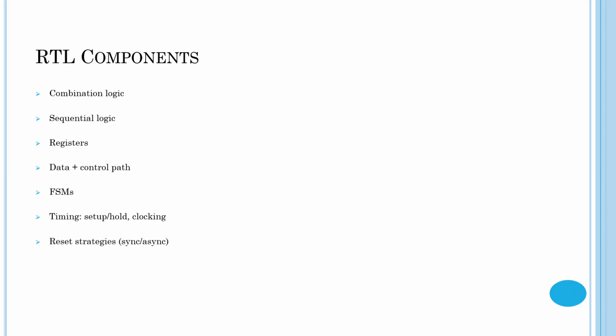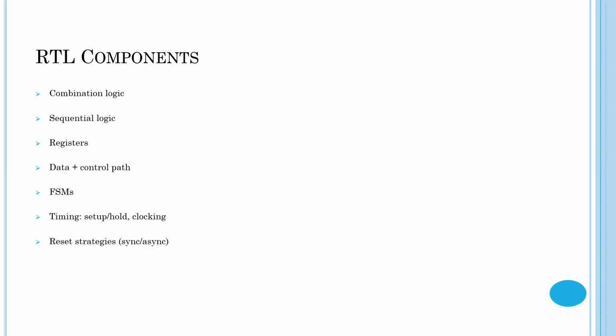For this, we have the data path and control path. The data path performs operations such as arithmetic, shifting, comparisons, and data movement. And the control path generates the signals that decide what action should happen, for example, which operation the ALU should perform or when data should be written into a register. The control logic often uses state machines.